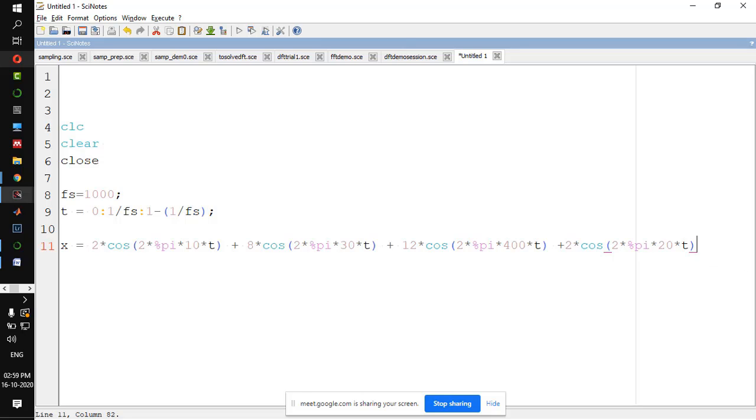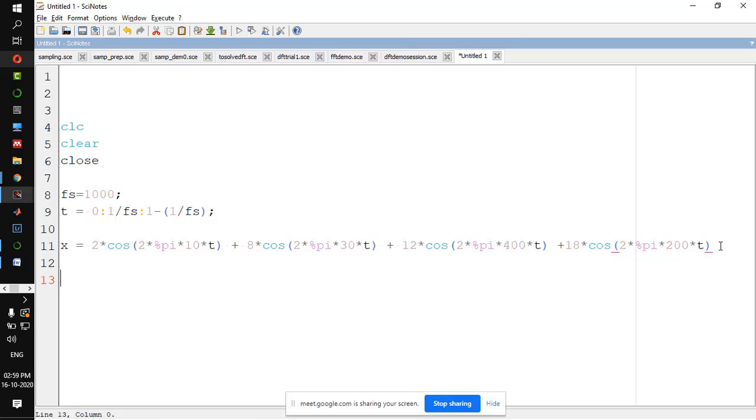Fine. So I have a signal x of t which has 4 frequency components. One is 100 hertz, other is 30 hertz, other is 400 hertz, and one more, let me give it as 200 hertz. This has an amplitude of 2, this has 8, this has 12, and this has say 18. Fine.